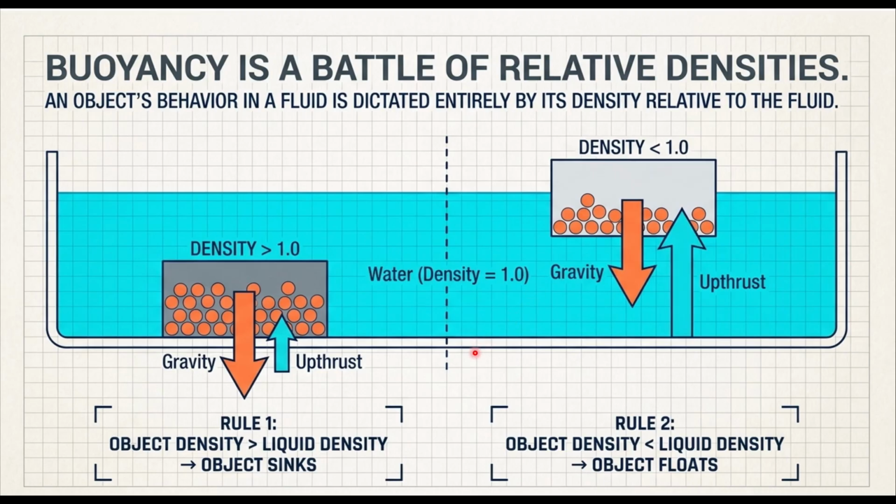So this explains why ships float, fish can swim at different depths, icebergs float, hot air balloons rise. So submarines control their buoyancy by adjusting the amount of water inside ballast tanks, changing their overall density. Okay.